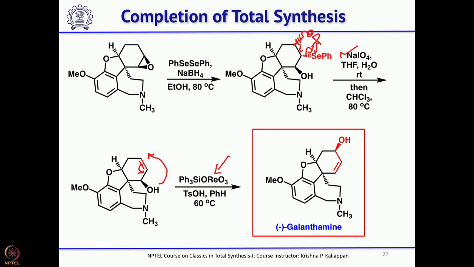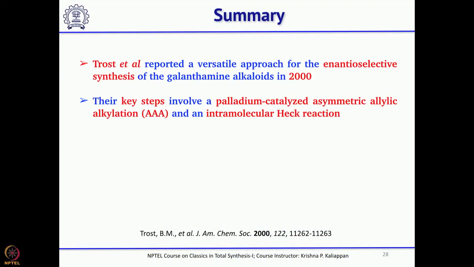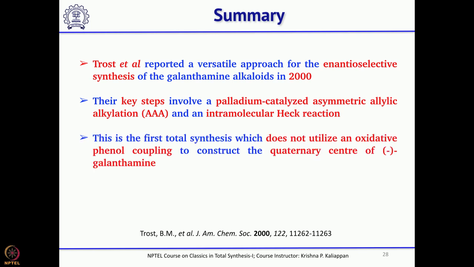How does it do? See, for example, if you have a system like this, then it forms like this, then this attacks, followed by hydrolysis, you will get the transposition. Okay. So that is how the galanthamine synthesis was successfully accomplished by Trost group. Though it took a few more steps, the key steps involved are their own palladium catalyzed asymmetric allylic alkylation, and also intramolecular Heck coupling.